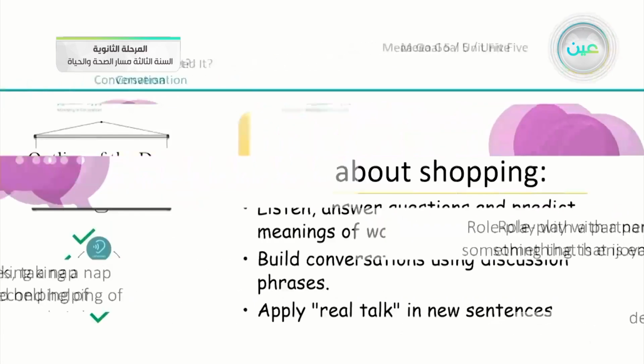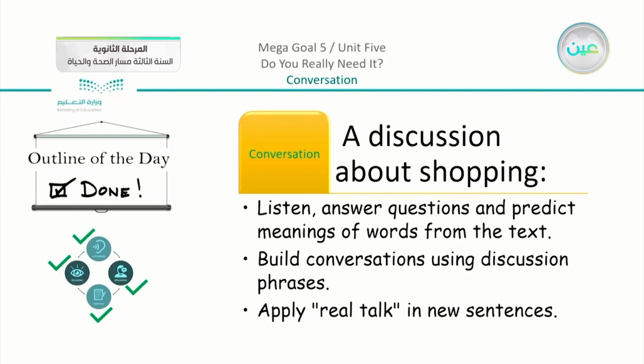At the very end of our lesson, we had a discussion about shopping. We listened, answered questions, and predicted meanings of words from the text. Now we know the meaning of broke, max out, beat it, and also something related to wasting money, which is to blow money away. Now it is your turn to build conversations using the discussion phrases that we discussed, which is advising against something. And of course, at the very end, do not forget to apply real talk to your sentences.